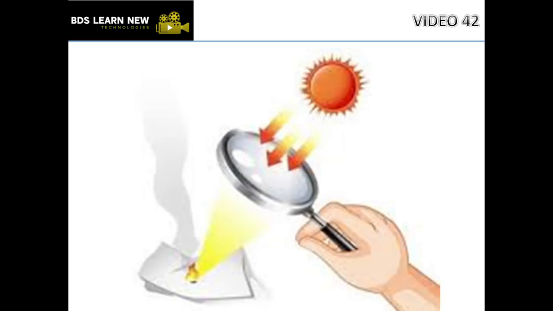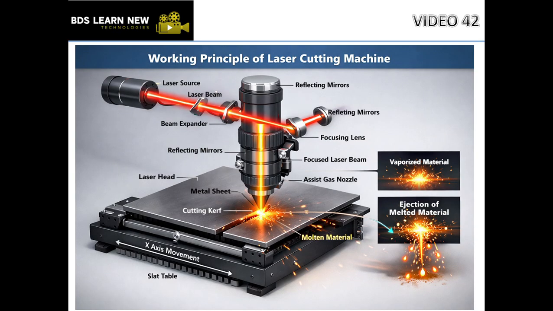This is the same principle we use to burn a paper with the help of a lens using sunlight. As the sunlight passes through this lens, it gets focused or concentrated to burn this paper. The same principle is used in the laser cutting operation. Now, as you can see, the working principle of a laser cutting machine.